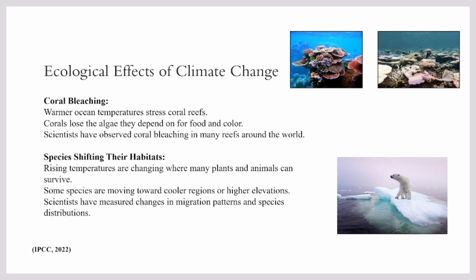According to the Intergovernmental Panel on Climate Change, or the IPCC, one major ecological effect is coral bleaching. As ocean temperatures continue to rise, coral reefs become stressed and begin to lose the tiny algae that live inside them. These algae provide corals with both their food and their color. Without them, the corals turn white, which is why this process is called coral bleaching. If ocean temperatures remain too warm for a long period of time, the corals eventually die.